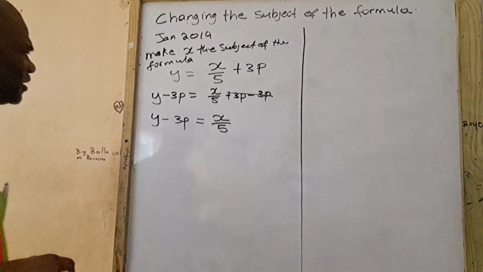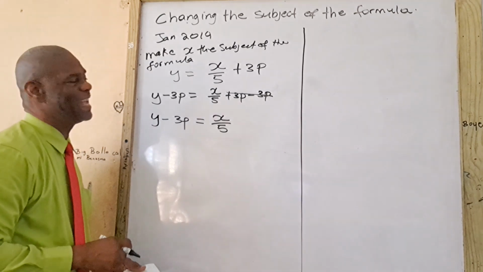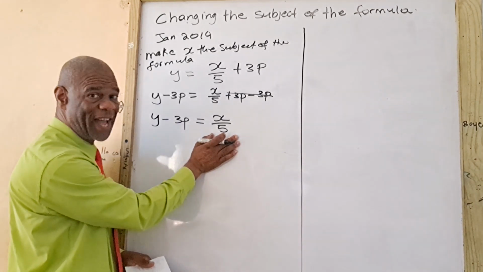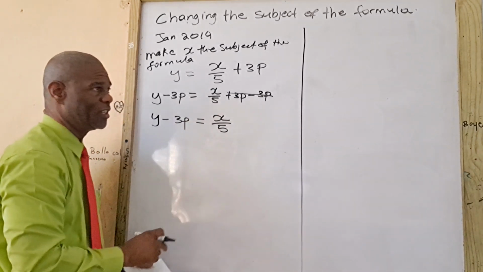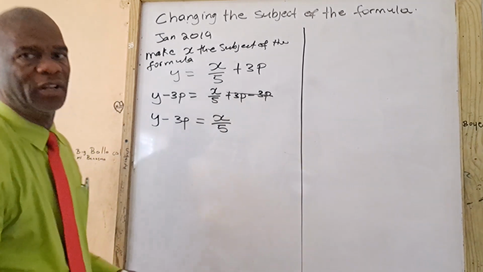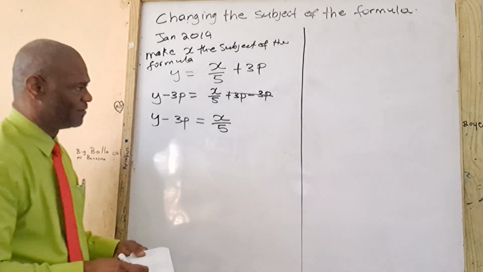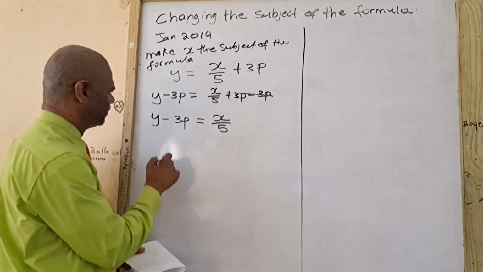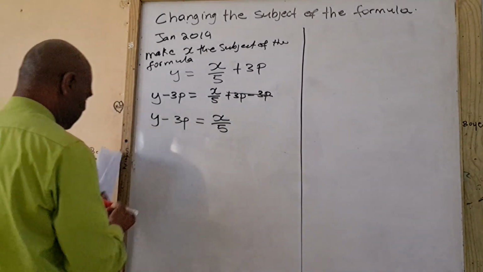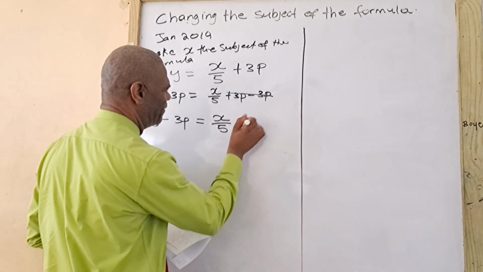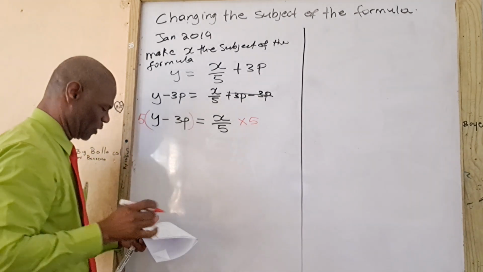Now that we have y minus 3p equals x divided by 5, we want to make x the subject of the formula, and so we need to get rid of this 5. We are dividing, so we have x divided by 5. To undo division, we multiply. So we multiply both sides of our equation by 5, this side by 5 and this side by 5.